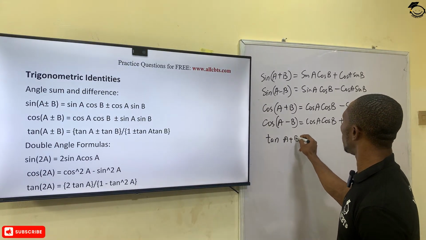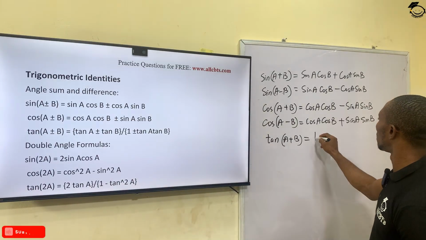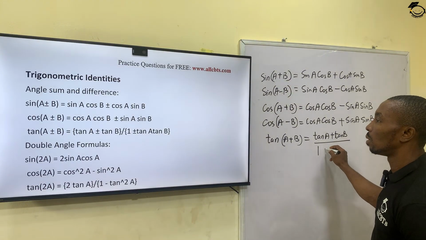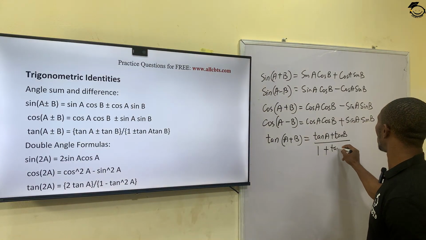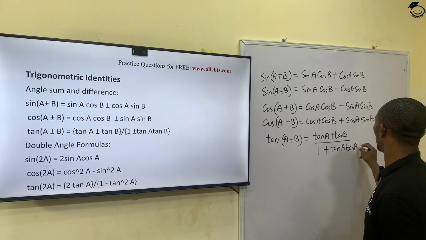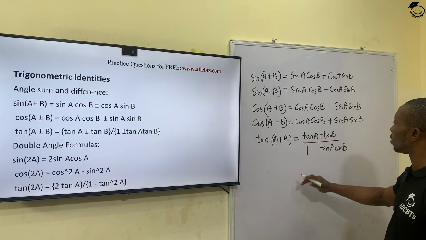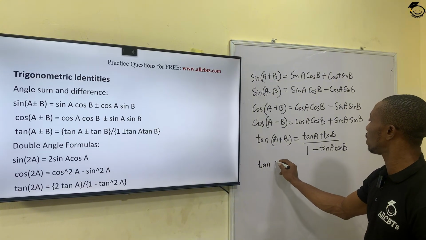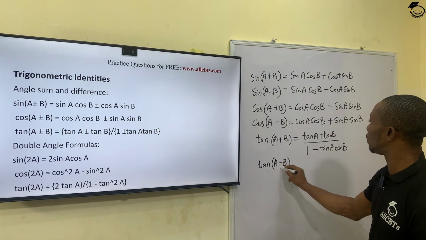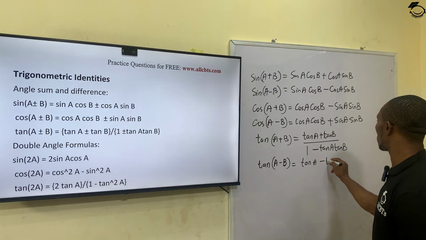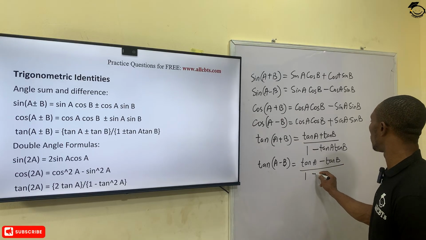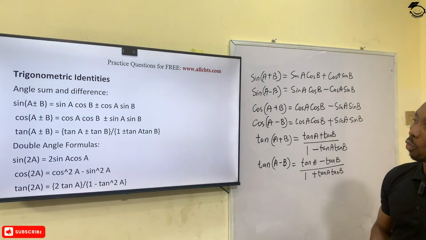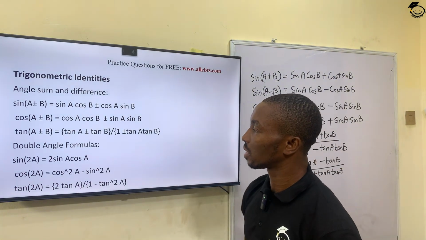Now for tan (A plus B), we have it as tan A plus tan B all over 1 minus tan A tan B. So for tan (A minus B), it will give us tan A minus tan B all over 1 plus tan A tan B.